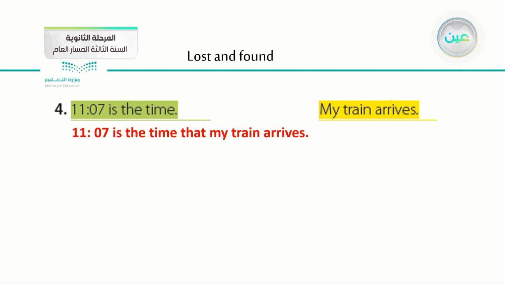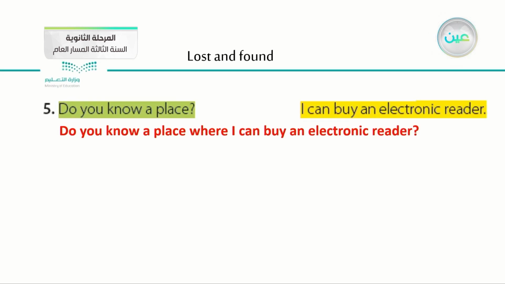And this part: 11:07 is the time my train arrives. 11:07 is the time that my train arrives. So here we use one of the alternatives, which is that. It's very important to know that we have alternatives to use to describe something, which is the adjective. Do you know a place? I can buy an electronic reader. Do you know a place where I can buy an electronic reader?